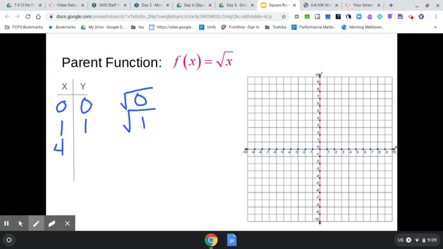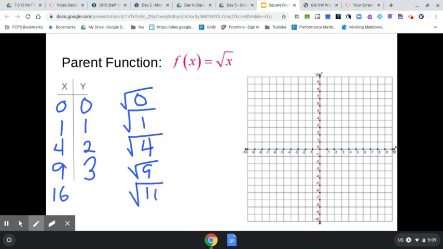I am going to pick 4 because we can take the square root of 4 and get a whole number of 2. The next x value that would give me a whole number out for y would be 9. The square root of 9 is 3. Normally, we do list 5 points for nonlinear functions. So I'm going to list the next x value. 16 would be the next x value that I would get a whole number for y out, and that would be 4.